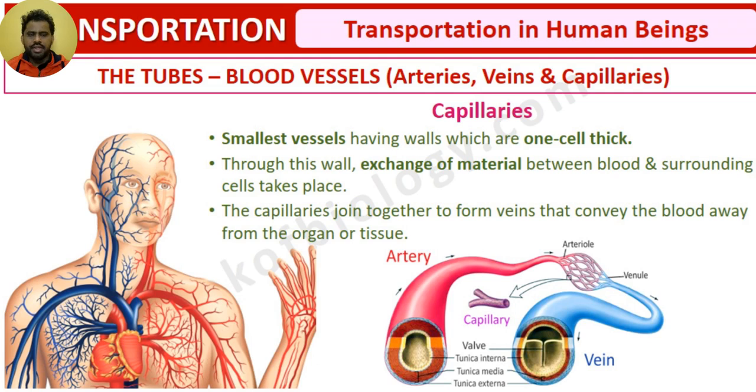Now let us understand about capillaries. What is a capillary? A capillary is the smallest vessel, having walls which are one cell thick. Through this wall, exchange of material between blood and surrounding cells takes place. The capillaries join together to form veins that convey the blood away from the organ or tissue.